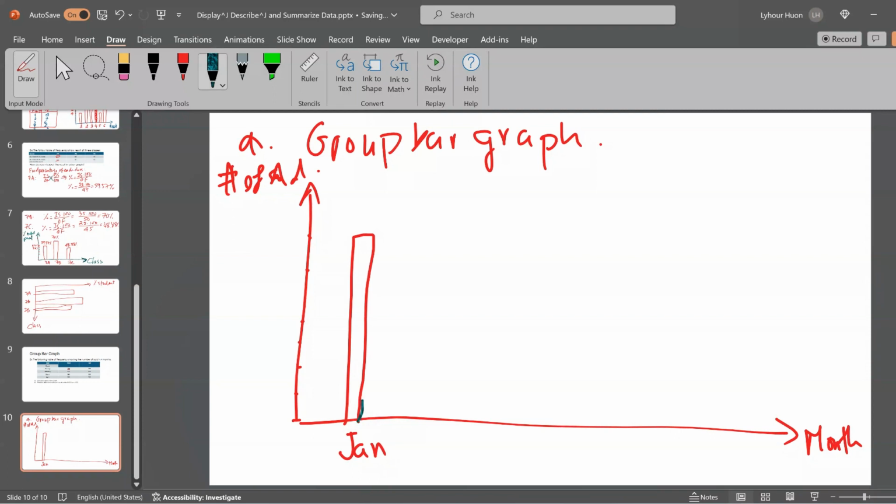So what we should do is paint the bars in different colors and label them.